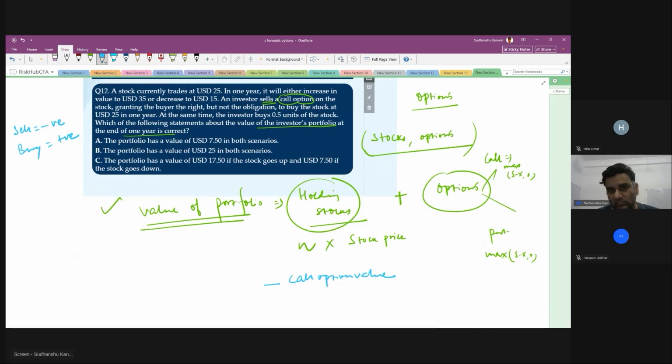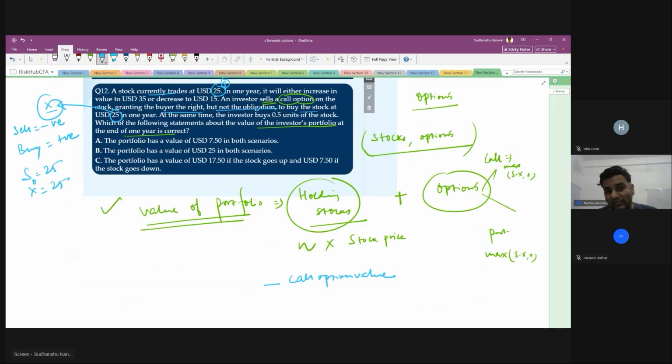And this is granting the buyer the right, etc. That is just the definition, right? To buy the stock at 25. Now, this is the exercise price. I'm not explaining it too much, but just remember, when you grant somebody a right to buy or sell at some price, that is called X. So this is S, this is X. It is given to you: S is 25, X is 25. X could be anything, but here it is 25. Stock price today, S naught, is 25, X is 25. S naught is the stock price currently trading, today's price. X is the strike price, right?